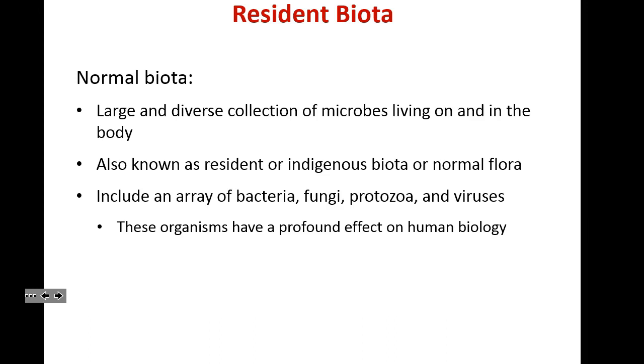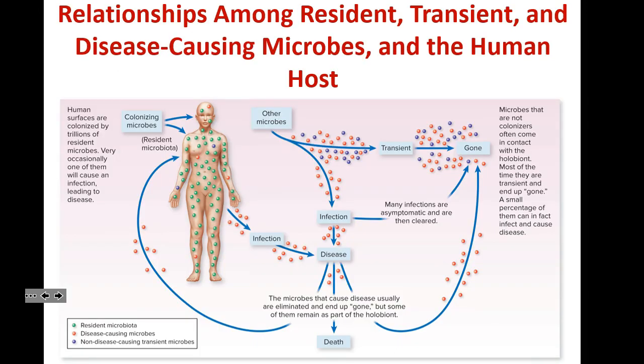Resident biota. Normal biota is a large and diverse collection of microbes living on and in the body. It's also known as resident or indigenous biota or normal flora. It includes an array of bacteria, fungi, protozoa, and viruses. These organisms have a profound effect on human biology. Here is a picture of relationships among resident, transient, and disease-causing microbes and the human host.